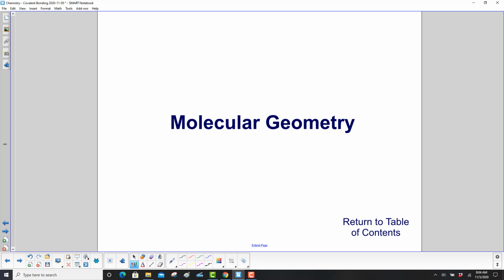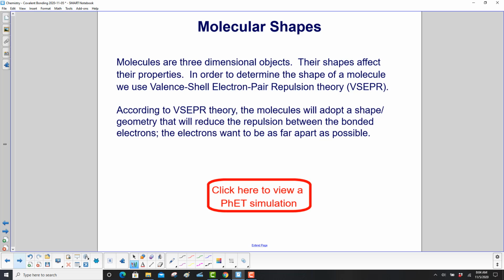Molecular geometry. Molecules are three-dimensional objects. Their shapes affect their properties.